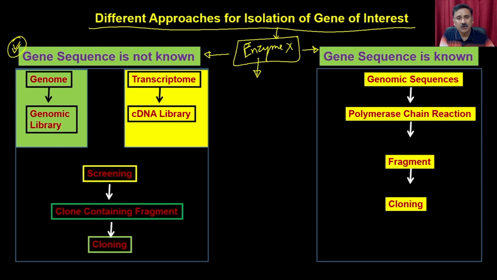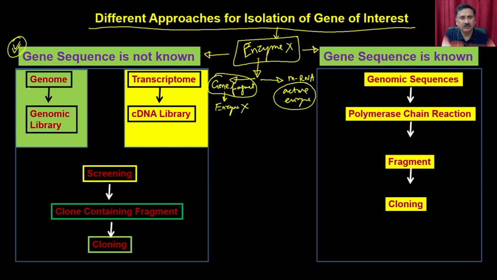If the gene sequence is not known, you are actually going to know one of two pieces of information. One, you are going to have a gene fragment which you are sure is expressing a part of enzyme X, or you are going to have the messenger RNA, or you are going to have the active enzyme. If you have the gene fragment, you can go and look into the genome of that particular organism.